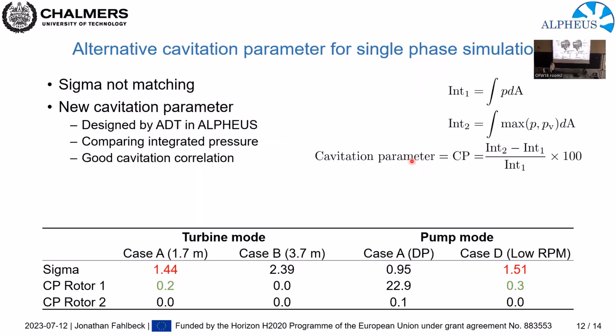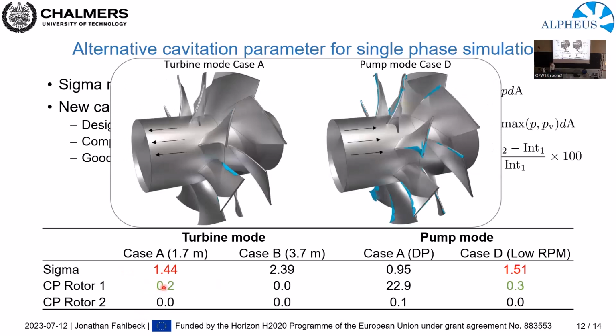So one of the partners in the Alpheus project designed a new cavitation parameter that hopefully could capture the risk of cavitation to a greater extent. I will not go into detail, but here you can see the general calculation of it. And what we can see, if we compare case A and case D, is that this cavitation parameter shows a lower risk of cavitation for case A compared to case D, which should be the case. So this new cavitation parameter is perhaps a more suitable way to look at cavitation compared to this sigma number if you don't have a very good knowledge of how your machine works at all possible operating conditions.